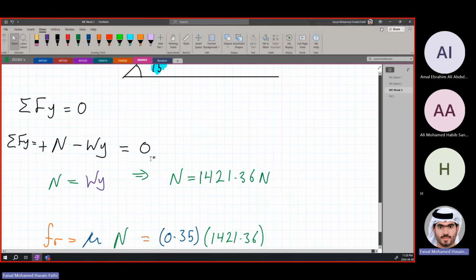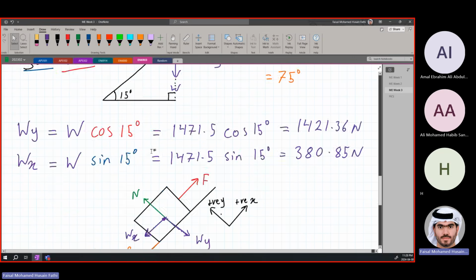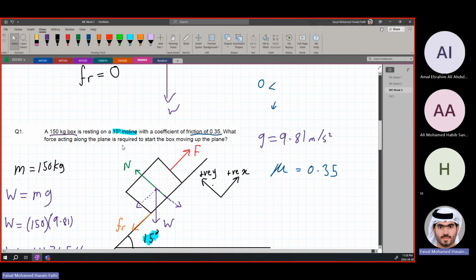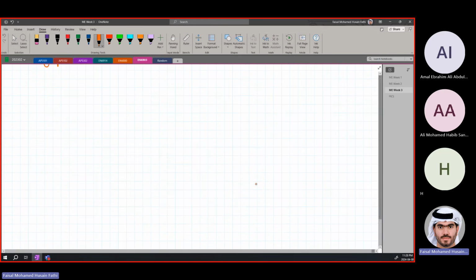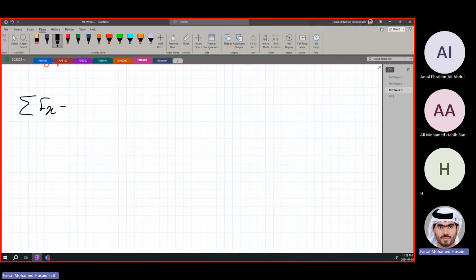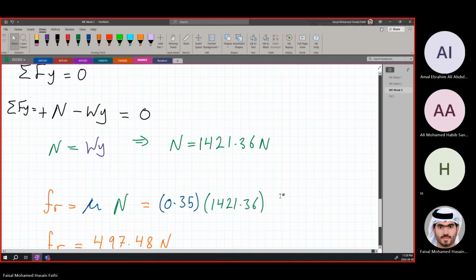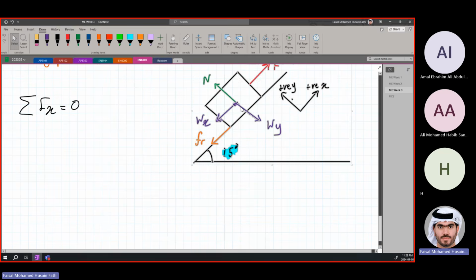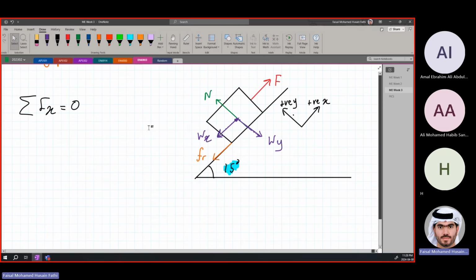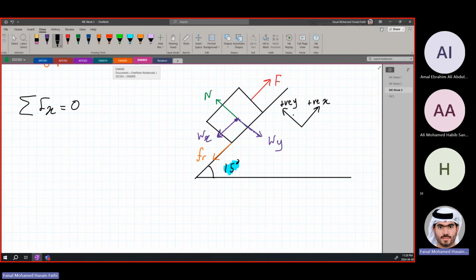Now we're going to need to find our last force, which is what the question is asking. We need to find the force F here that is required to start the box moving up the plane. Now we can use our sigma Fx equal 0. If I just copy paste this down one more time. And then, how are we going to use this? So we are going to look at the x direction now. Basically, we're looking at the forces going up and down the incline. And we'll go step by step.